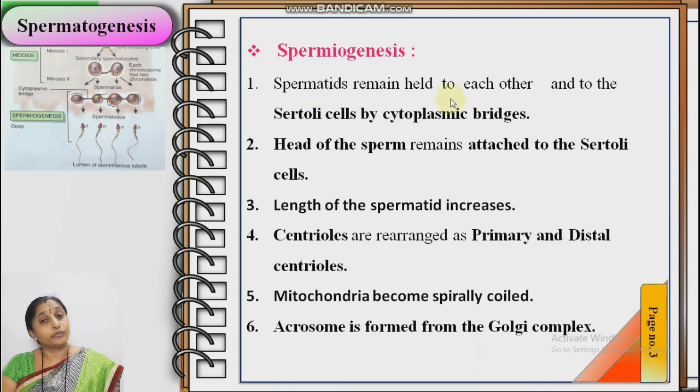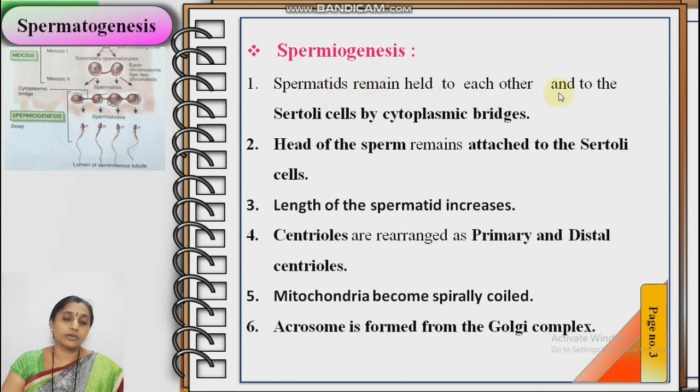Spermatids, which are haploid cells, remain held to each other and to the Sertoli cells by cytoplasmic bridges. These are the nourishment providing cells. The sustentacular cell is another name for the Sertoli cells, which are also present in seminiferous tubules. These cells provide nourishment to the developing sperms. See here in the diagram, the cytoplasmic bridge. They are held to each other as well as to the Sertoli cells by the cytoplasmic bridge.